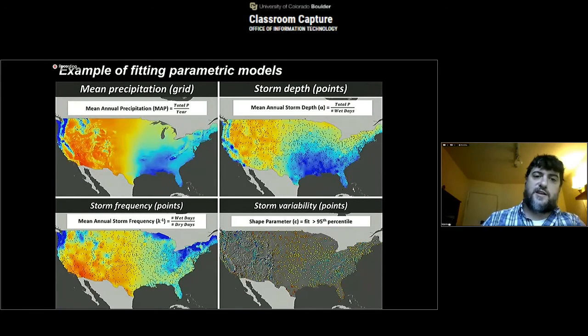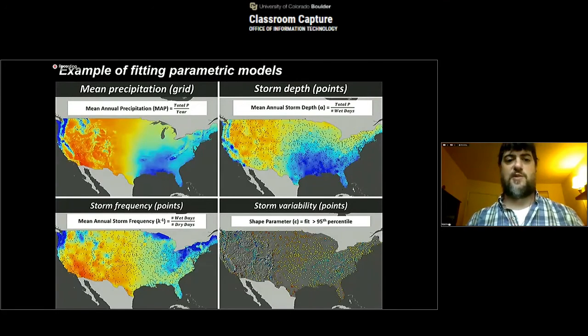The thing I do want to say here is that the storm depth, the storm frequency, and the storm variability are based on point data. So I did some interpolation to try to guide your eye and then interpret these maps. But again, these kinds of measurements are typically taken at points. So we have to do something in order to figure out what's happening in between. That's why they look a little bit more splotchy than the top left-hand figure.